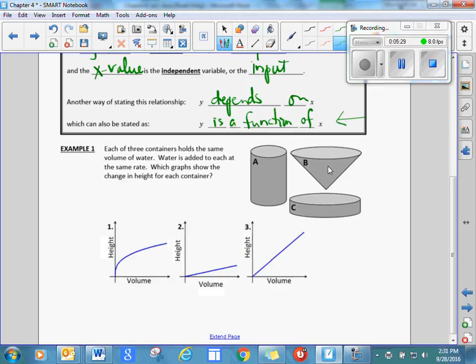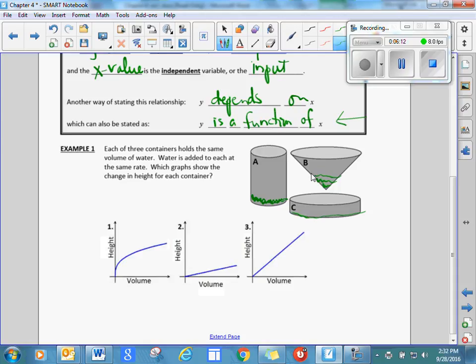B is a totally different shape. It's an upside down cone. So when you think about it, when you start adding water to each of these three individual shapes, what's going to happen? When you add the water, the height of C is not going to change very much because it has so much space to cover. The height of A is going to go up a little bit faster than C because its diameter is smaller. But the height of B is probably going to go up the fastest to begin with.